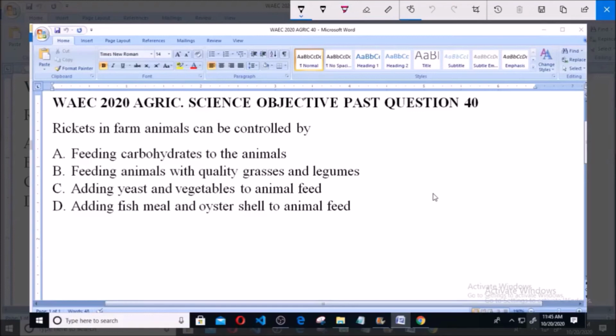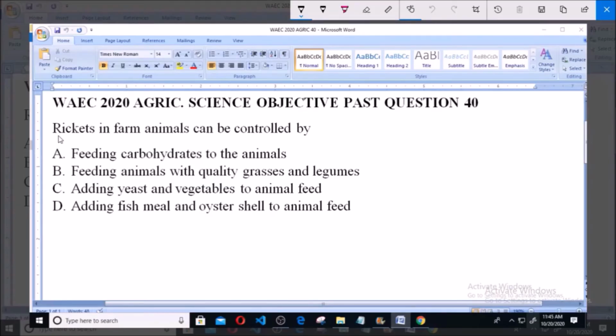Hello and welcome. I will be answering WAEC 2020 Agric Science Objective Past Question 40. Rickets in farm animals can be controlled by A. Feeding carbohydrates to the animals. B. Feeding animals with quality grasses and legumes. C. Adding yeast and vegetables to animal feed. D. Adding fish meal and oyster shell to animal feed.